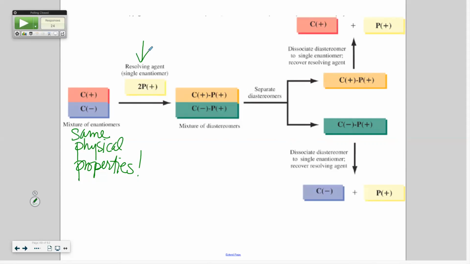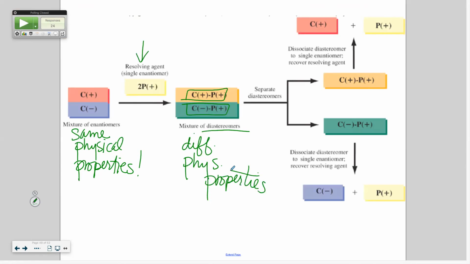So you're going to react it with them, and you see how here I've got plus, plus, and I've got minus, plus. Now what I made are diastereomers. Diastereomers have different physical properties. Now I can separate them. How easy or hard it is depends on just what they are, but theoretically you can separate them.